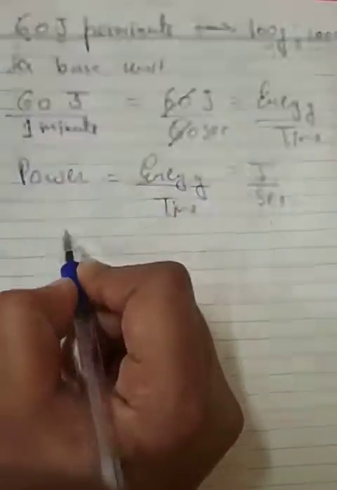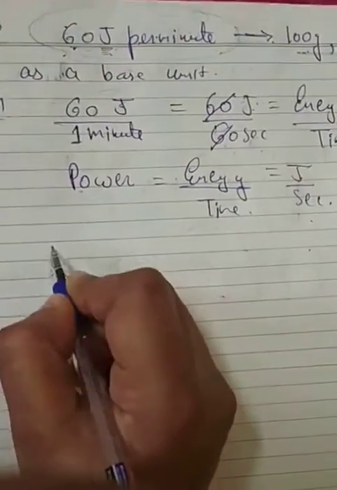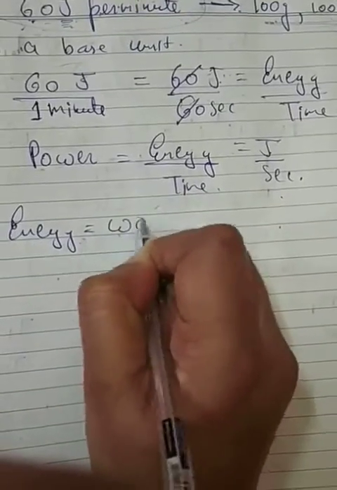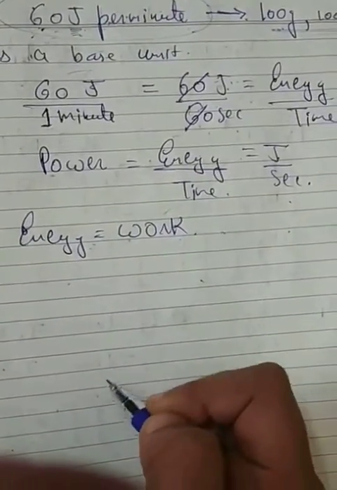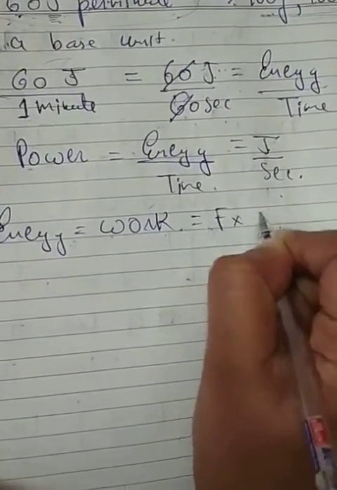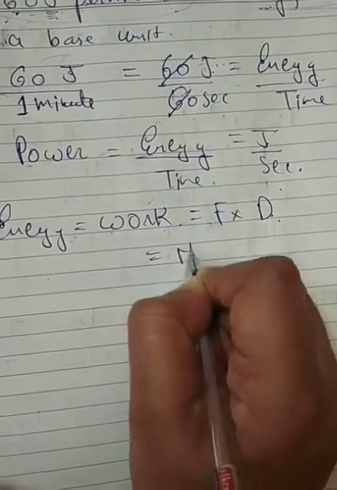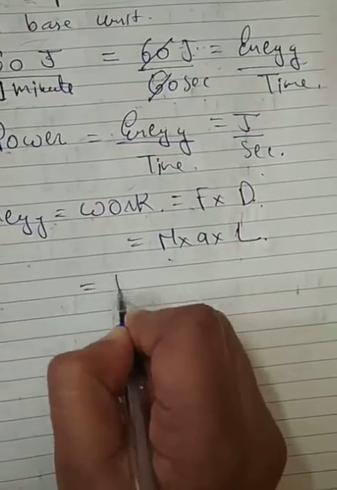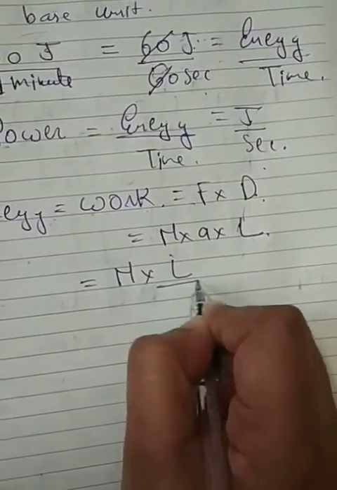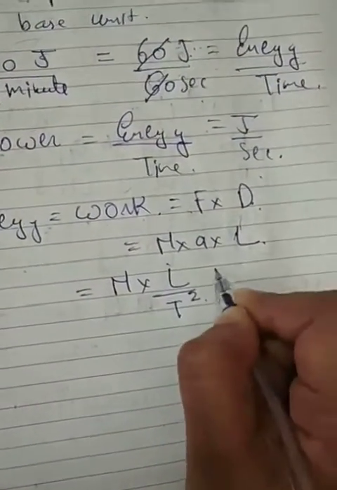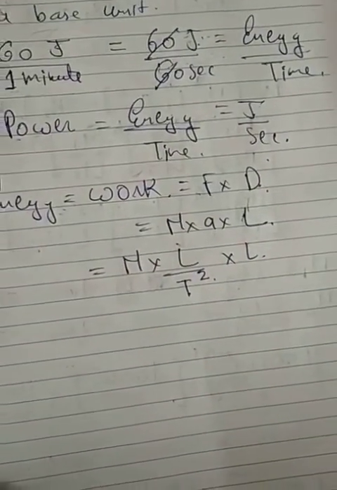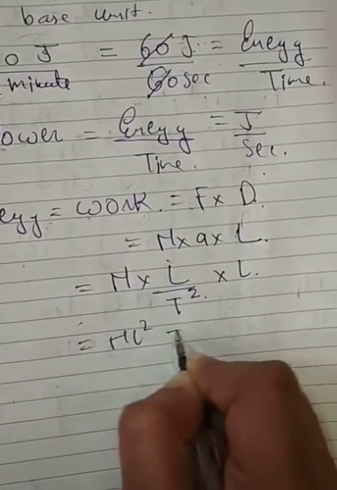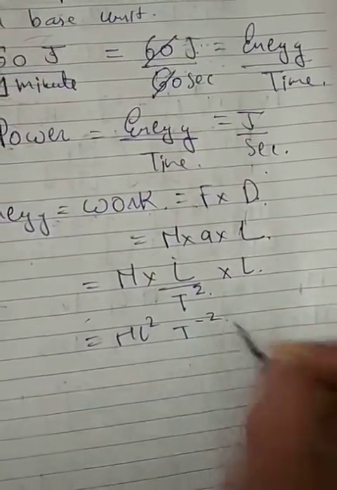Let's deal with this. So joule means energy. What is energy? Can I write energy as work done? What is work? Work is force into displacement. What is force? Force is equal to mass into acceleration. Displacement will be in terms of length. M is the mass, acceleration is L T⁻², into length. So it is ML²T⁻².